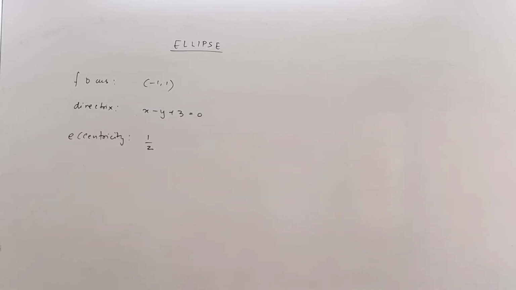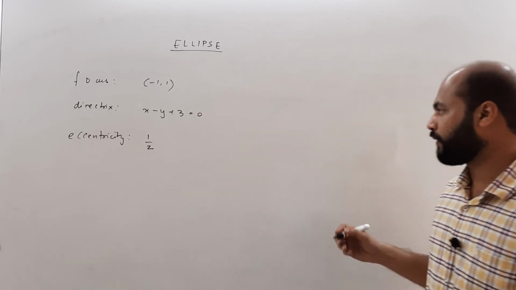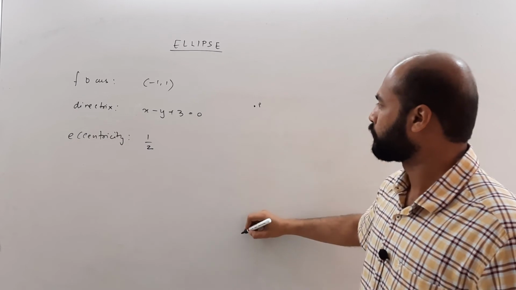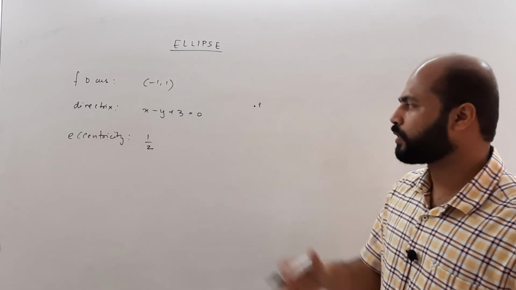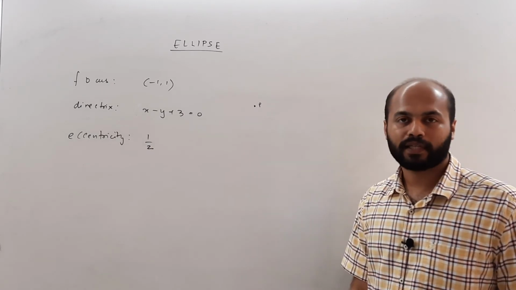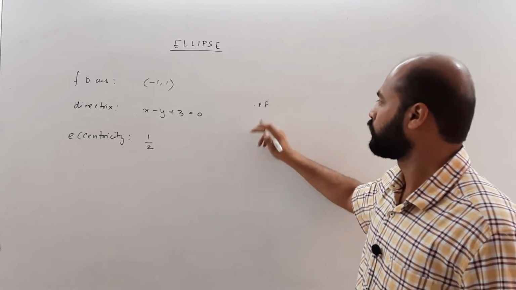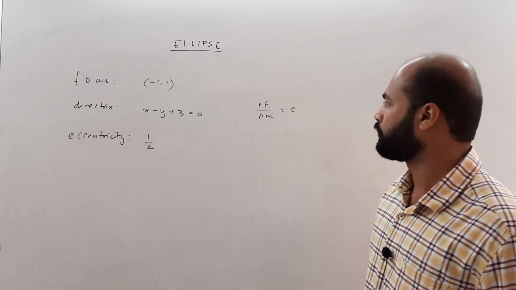So now we have an ellipse whose focus, directrix and eccentricity are defined, and we have to find the equation of such an ellipse. So what we do is, we take any general point in the plane which is P. F is given to us, which is minus 1 comma 1, and M is going to be the point on the directrix x minus y plus 3 equals 0. So we know that PF by PM is going to be e.